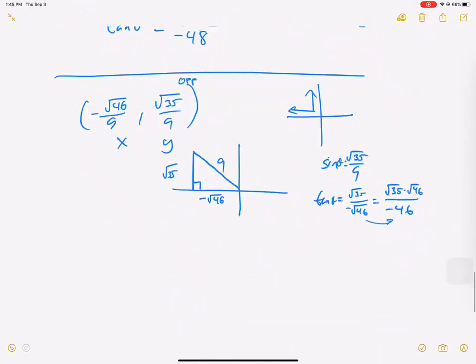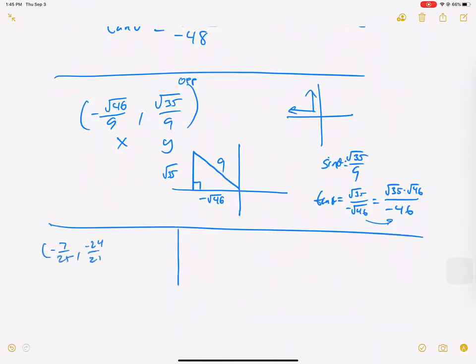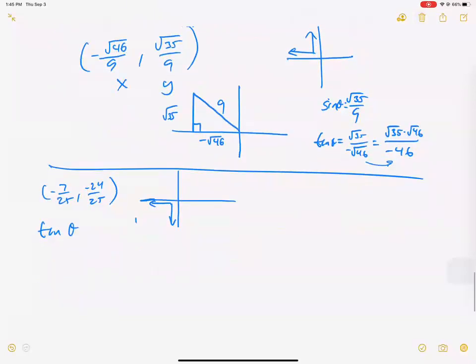Okay, let's see, what if they're both negative? What if I gave you one that said negative 7 over 25, negative 24 over 25? Find the tangent of theta. We're going to do this the long way, not the short way, by drawing the triangle. In which quadrant are they both negative? Careful. X is negative and Y is negative. Quadrant 3, perfect, thank you.